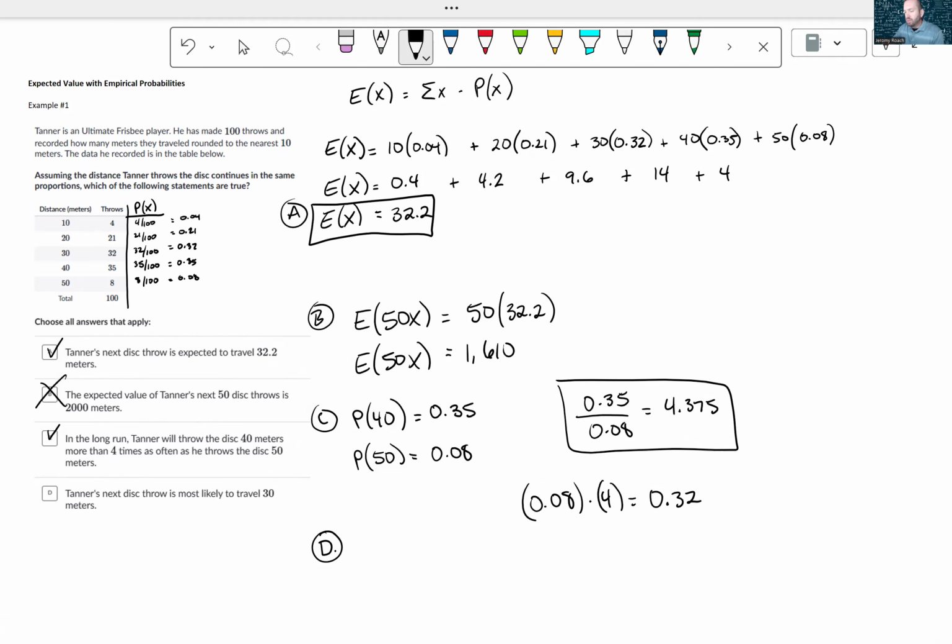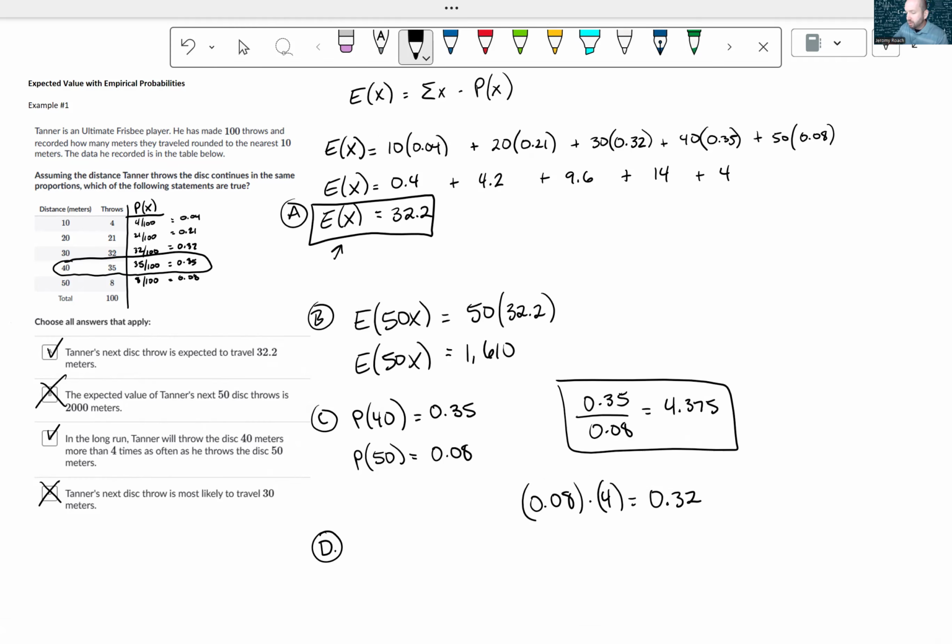But if we look more carefully at the table here, we can see that when he throws 30 meters, there's a 32% chance that he'll throw the disc 30 meters. When he throws the disc 40 meters, there's a 35% chance that he'll throw it 40 meters. So it's a bit more likely for him to throw the disc 40 meters than 30 meters. So don't use this expected value number for these. Make sure you're checking the table. So this one is false.